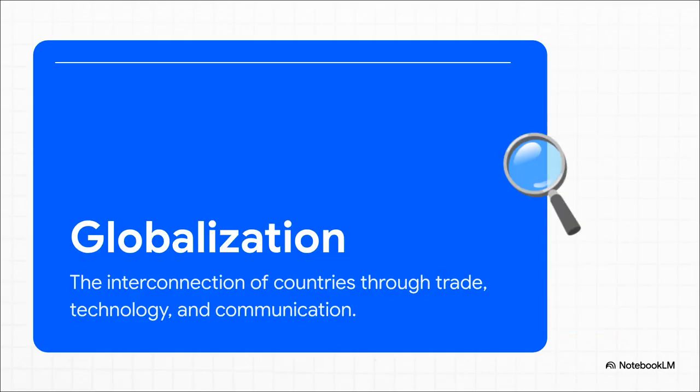And finally, in our world today, no economy is an island. We call this globalization, this incredible interconnection of countries through trade, technology, and just plain communication. It means the phone in your hand probably has parts from a dozen different countries, and you can buy stuff from the other side of the planet with a single click. It also means that a problem in one country's economy can send ripples all across the globe.